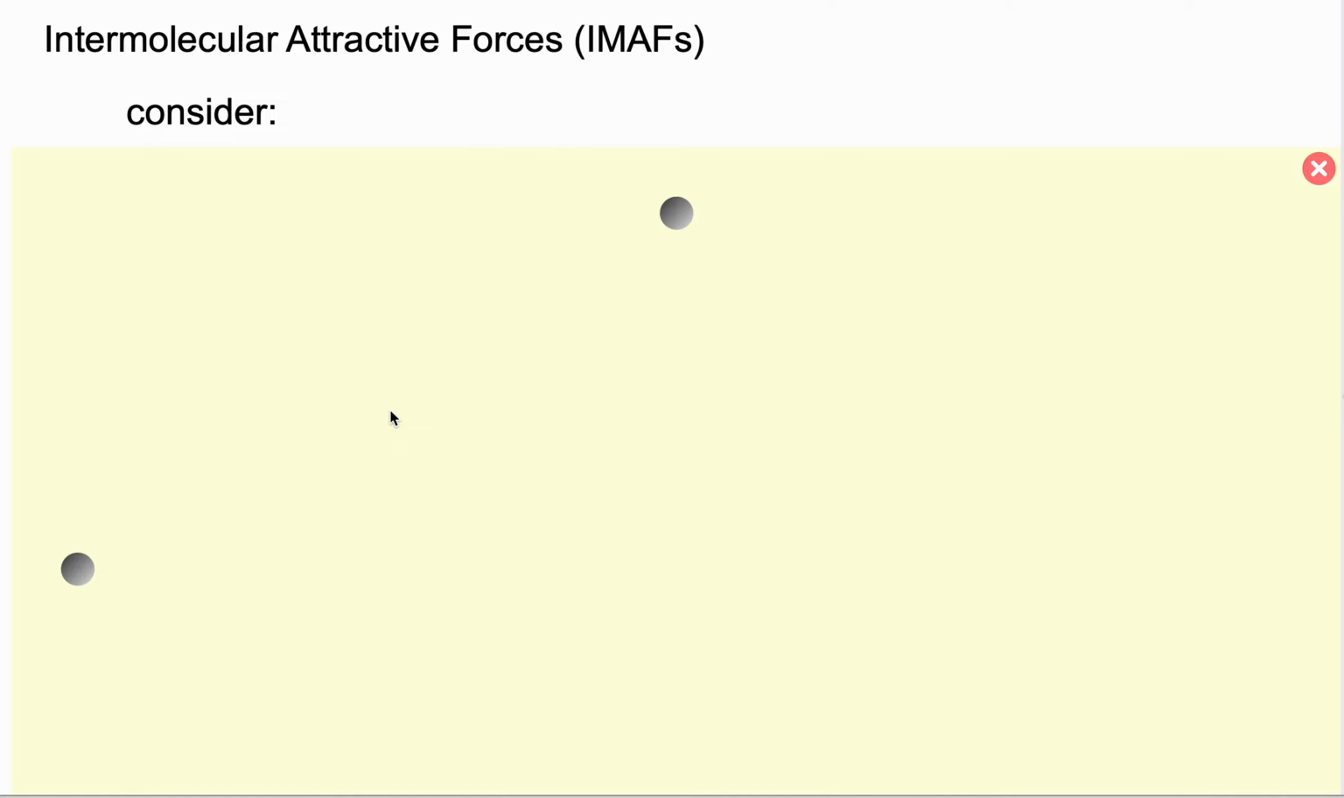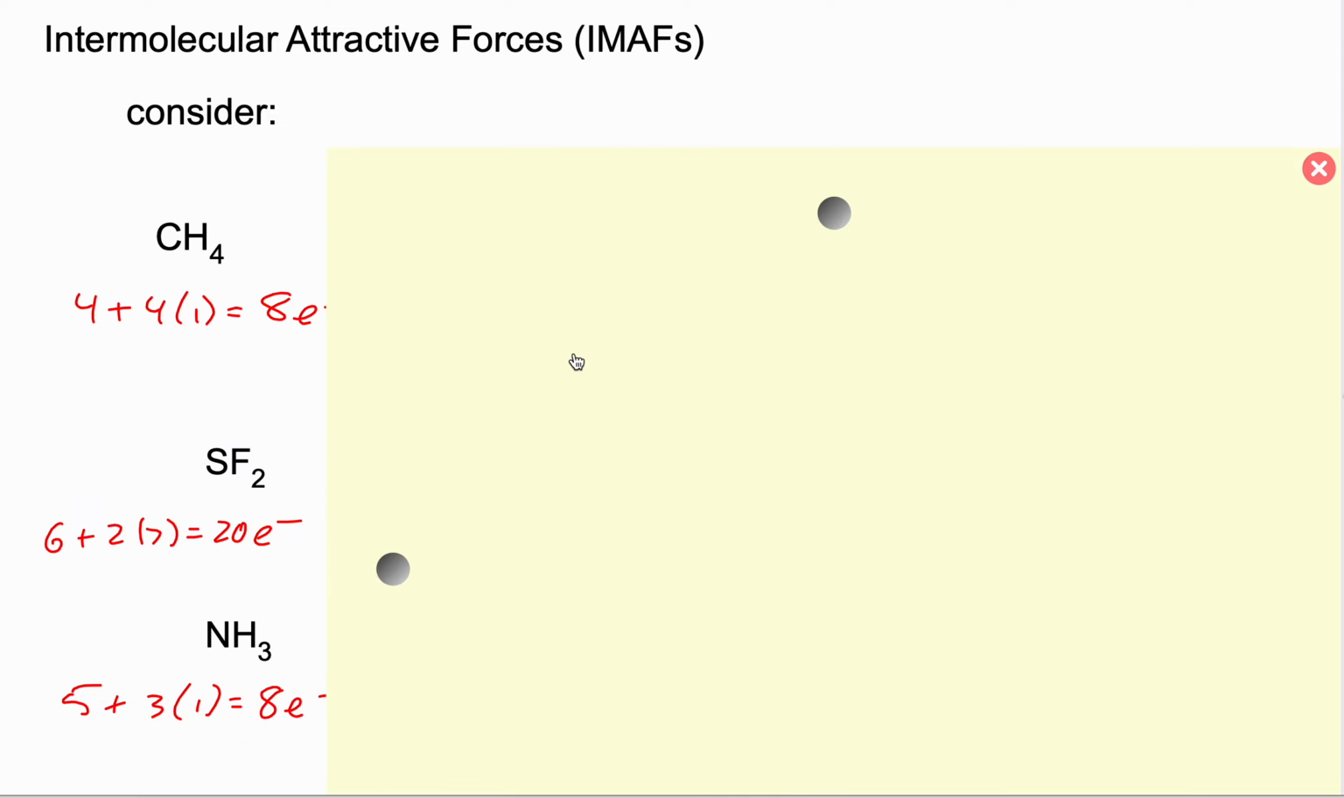We're going to throw our minds back to chapter 6 when we learned how to predict the type and relative strength of intermolecular attractive forces based on the molecular geometry. So let us consider three molecules: methane, sulfur difluoride, and ammonia. For each of these, we will count the valence electrons, draw a Lewis structure, name the molecular geometry using VSEPR, determine whether the molecule is polar or nonpolar, and then name the most important intermolecular attractive forces.